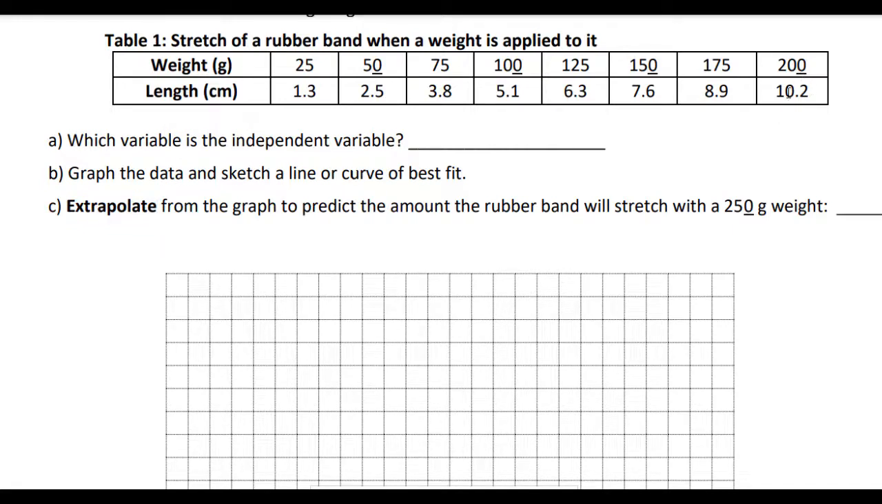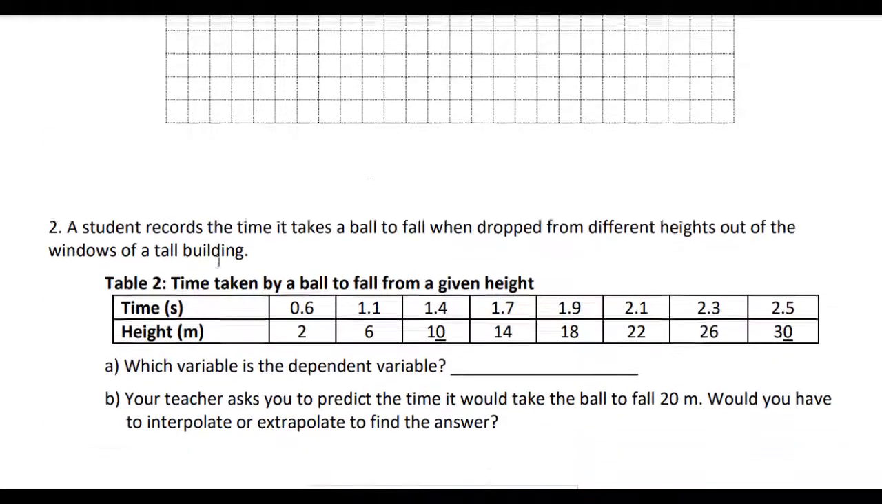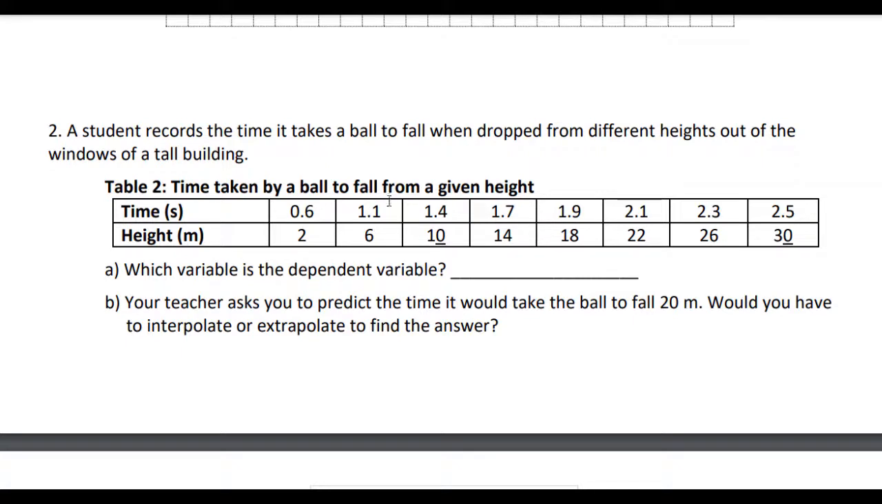Extrapolate, remember that that's beyond the data. So beyond 200 grams. So if you were to stretch to 250 grams, what would be the length that you can predict for that rubber band if you happen to have a 250 weight. Okay, so then you give that there. This question here, you don't have to actually draw a graph. You're just looking at the data, trying to decide which one's dependent, and then trying to predict and say, would you have to interpolate or extrapolate to find the answer to this question? So that, my friends, is the end of this portion of our lesson.